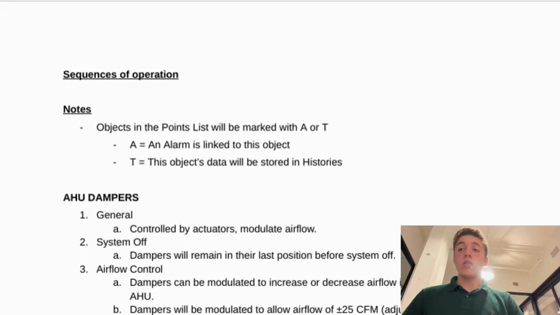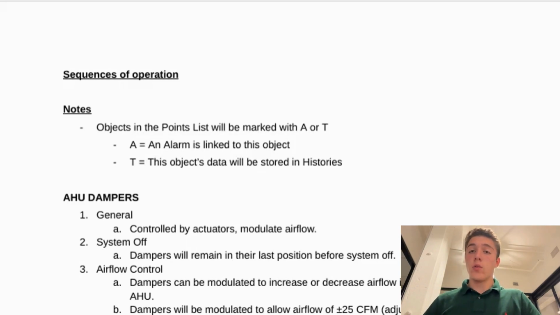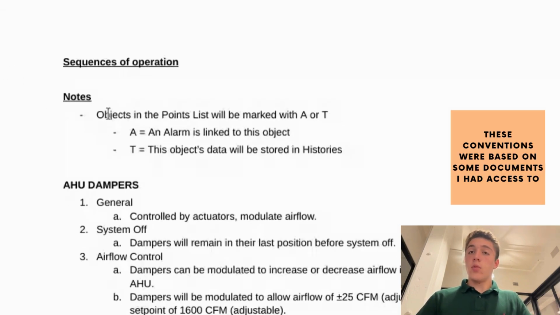A sequence of operations is a document that explains how the HVAC system is going to work, how all the components are going to work together, and what each component does. So some notes before we begin is that the objects in the points list will be marked with an A or a T, A meaning an alarm, and a T meaning that the data will be stored in histories, which means that it will be able to be viewed over time as a graph.